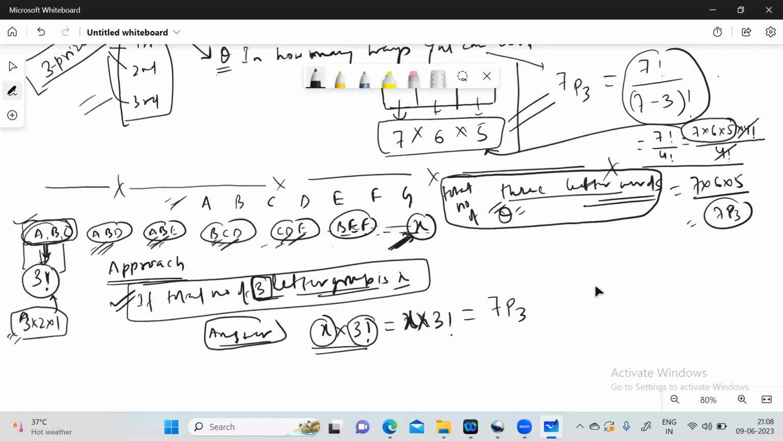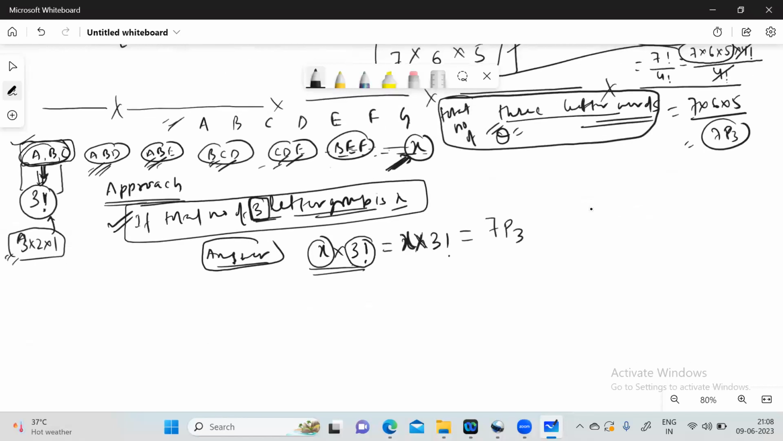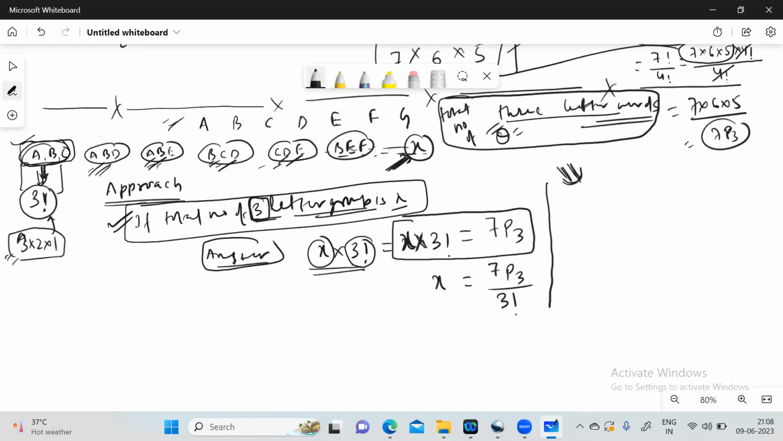जल्दी बताओ, ये तो हमें पता है पहले से. हाँ सर। Yes, sir. That means कि these two are equal. That means X is 7P3 by 3 factorial. Now, can anyone say what is X? Again, I have already defined you what is X. Can anyone tell me in a statement what is X?